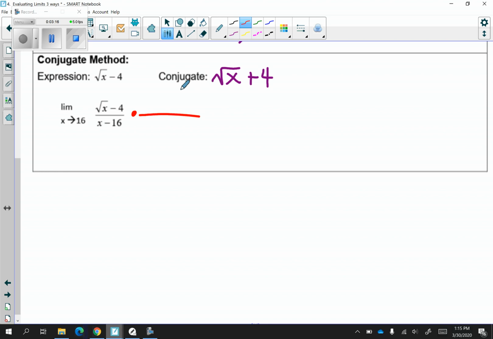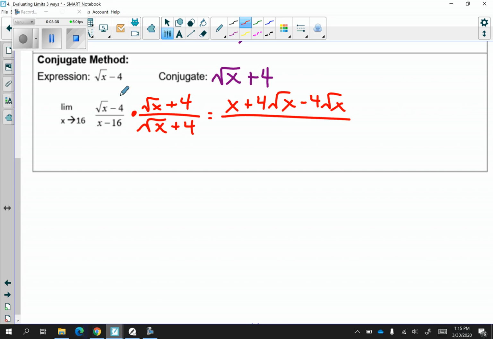So I'm going to multiply the numerator and the denominator by the conjugate, radical x plus 4, radical x plus 4. Radical x times radical x is x. Radical x times 4 is plus 4 radical x. -4 times radical x is -4 radical x. -4 times +4 is -16.